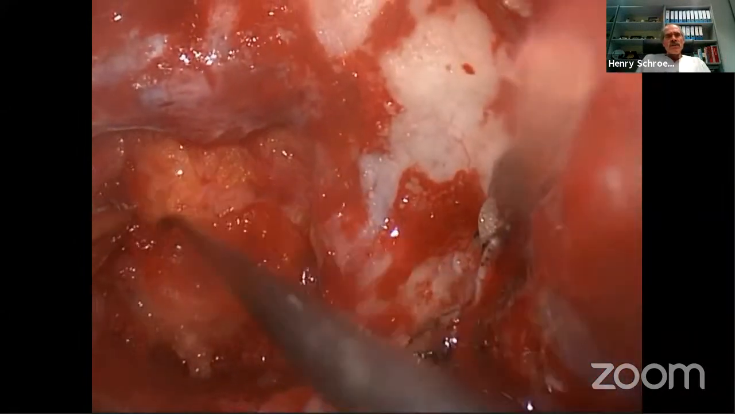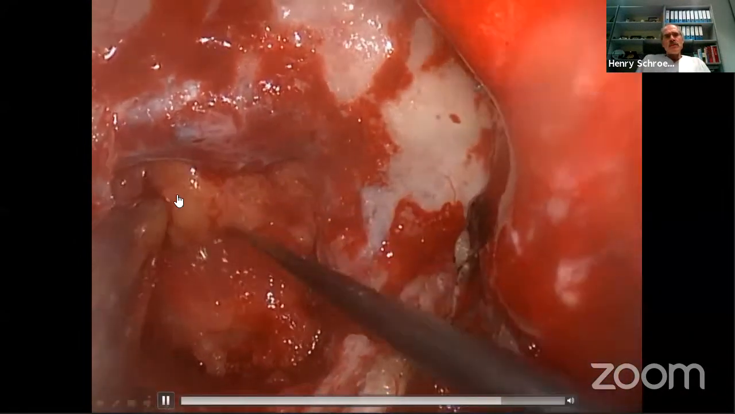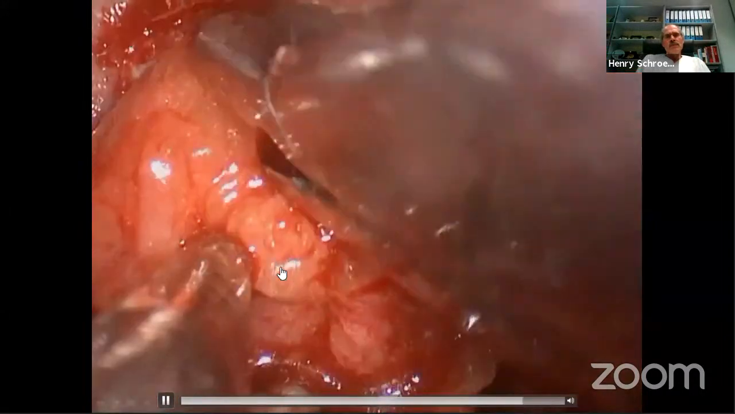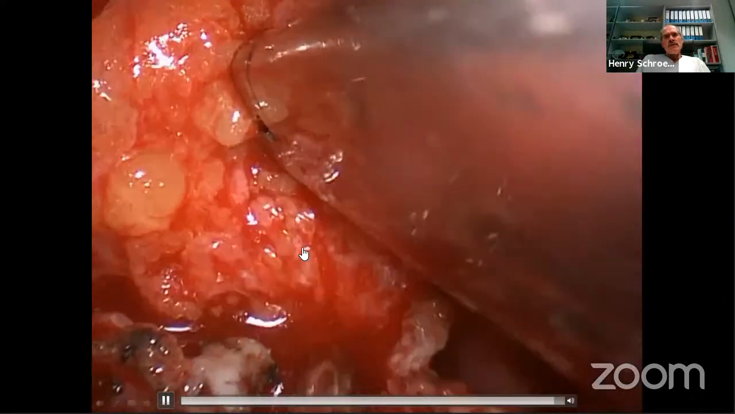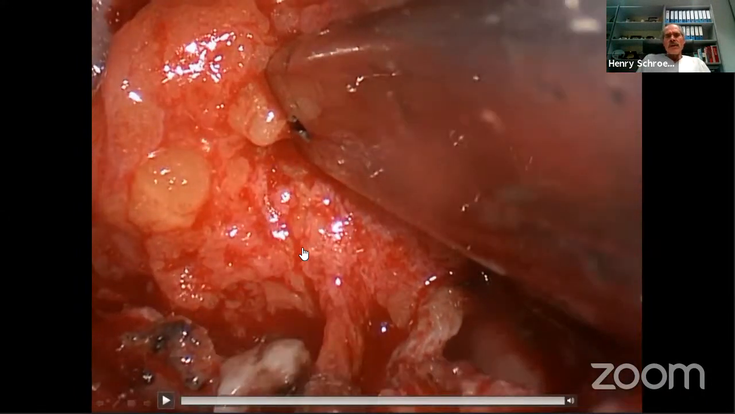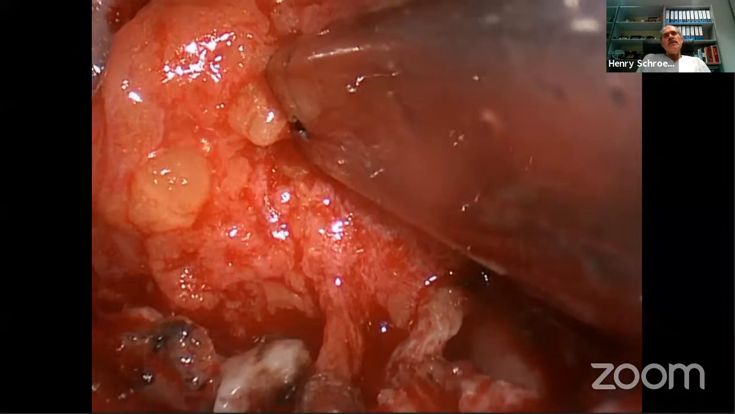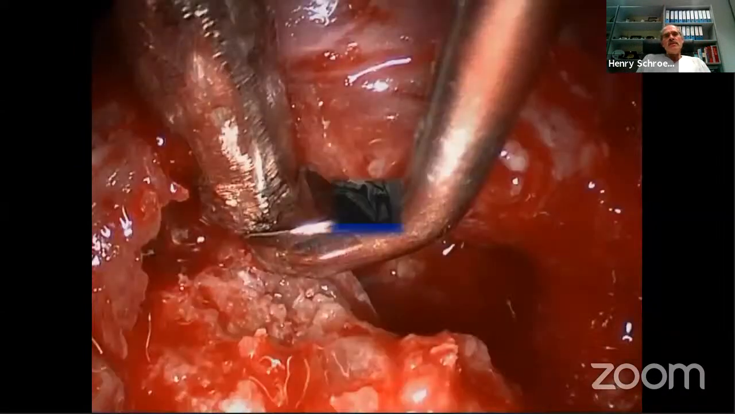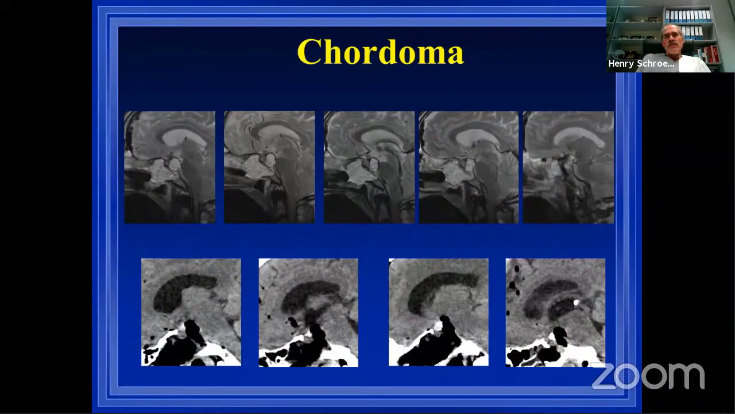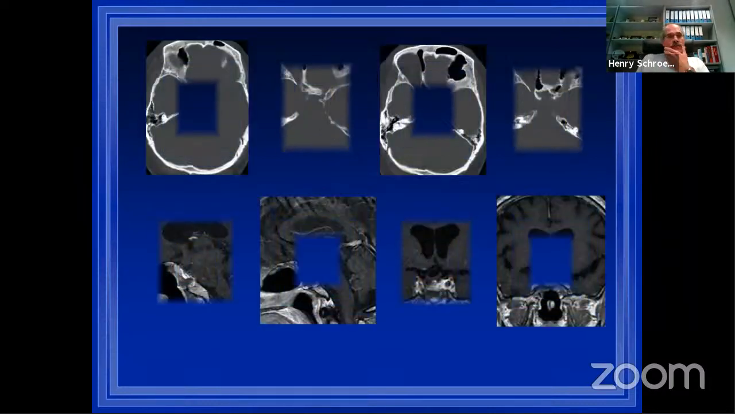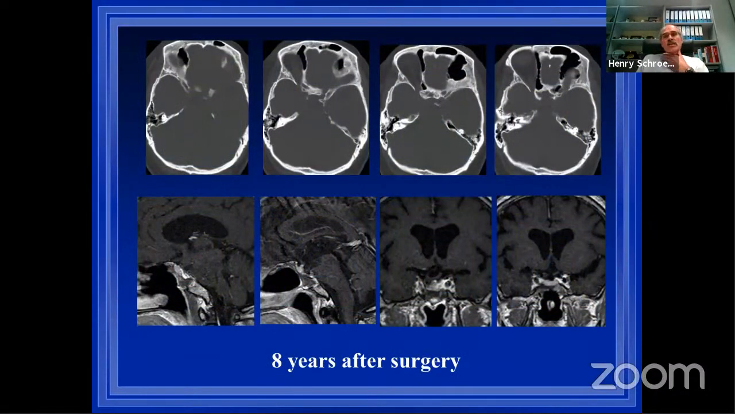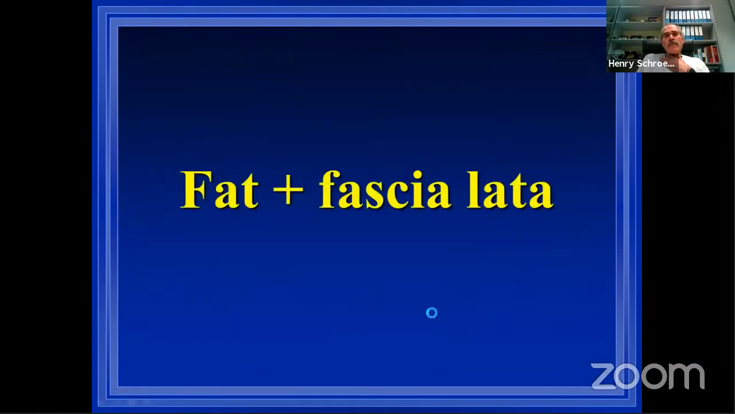You could take fascia lata in this case, or what we did, we just put one piece of fat in the dural defect, and then we filled the clival area with another fat, put some fibrin glue, Tachosil and Gelfoam, then tamponades and the lumbar drain. And after 2 days, we had to make a revision because there was CSF leakage, but that could be easily solved with another fat and glue. He refused radiation, and he is without recurrence 8 years after surgery now.